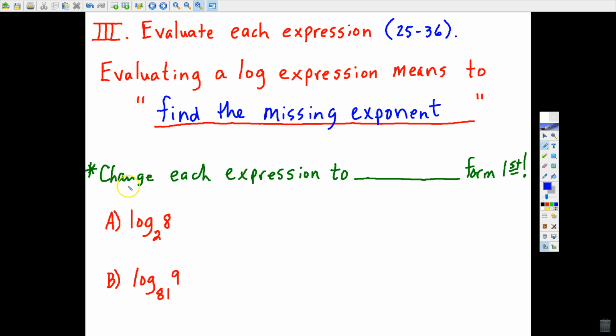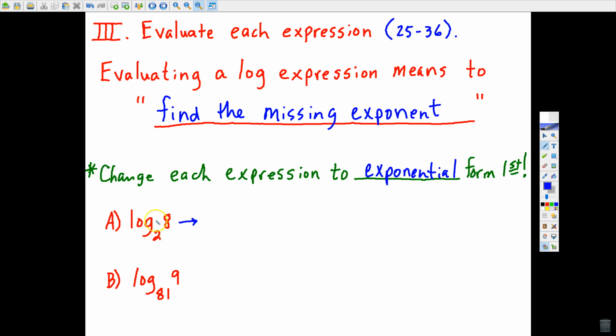To do this, I want you to show your work in this way. I want you, and here's my little green note, I want you to change given log expressions into exponential form first. Okay, just take that little step that's going to take you maybe a few seconds. So what I'm about to do on these, you will follow this same pattern when you do 25 through 36.